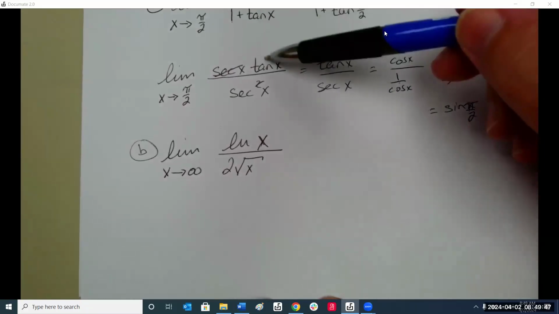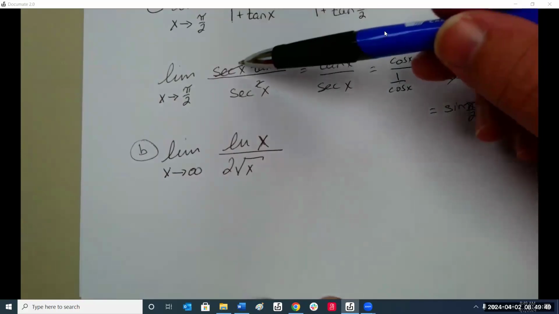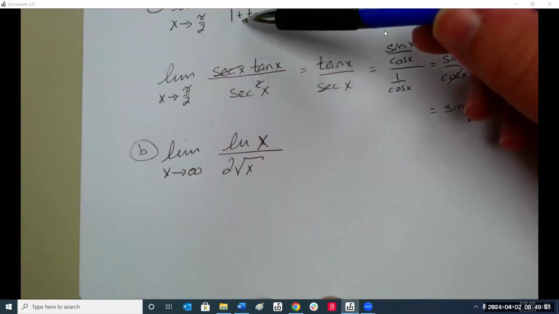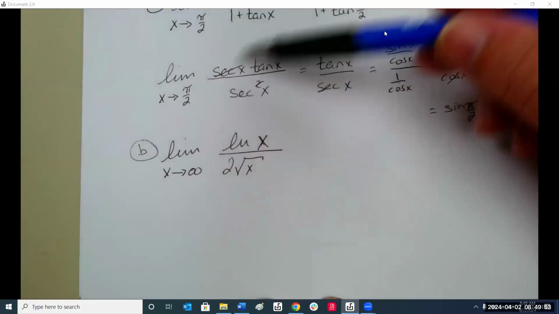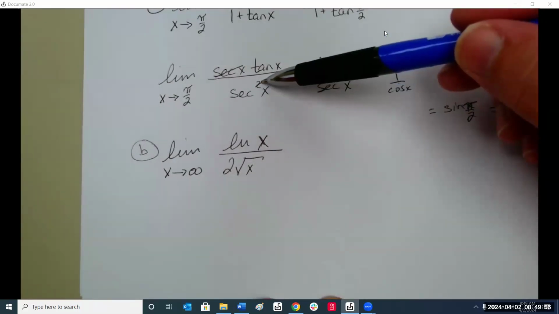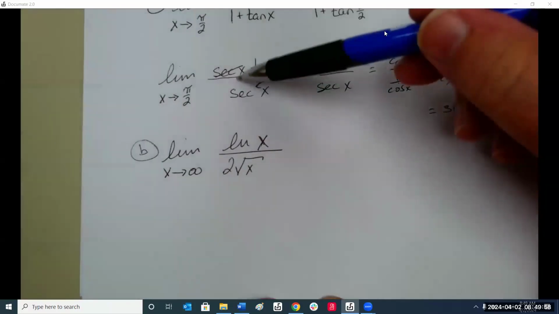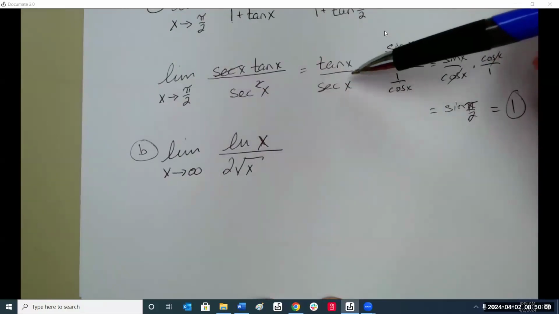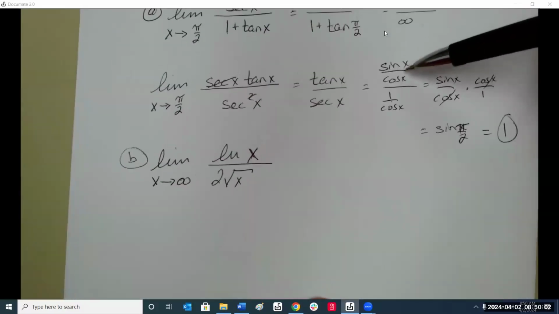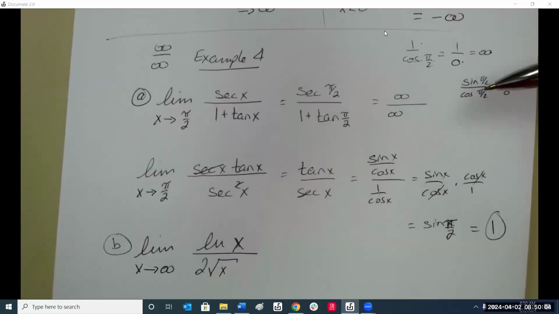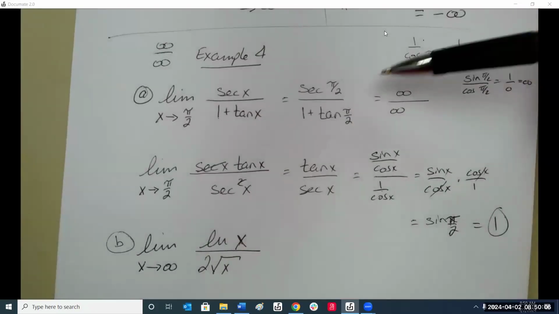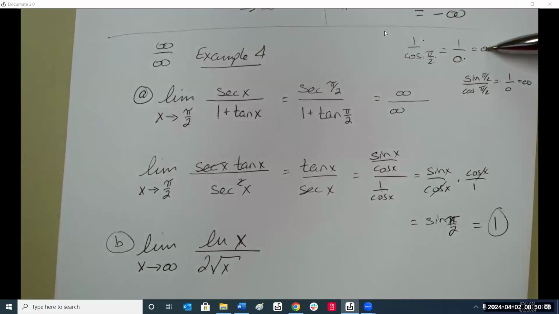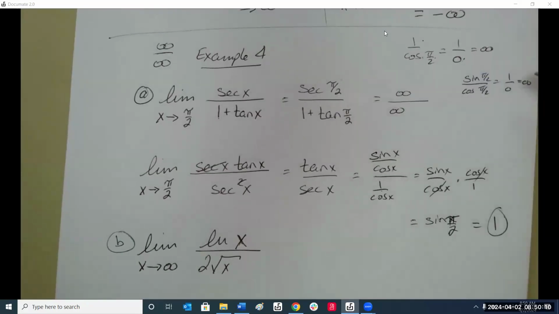So we take a derivative. The derivative of secant is secant tangent. The derivative of 1 is 0. The derivative of tangent is secant squared. Secants cancel. Secant is 1 over cosine, and tangent is sine over cosine, which makes it infinity.